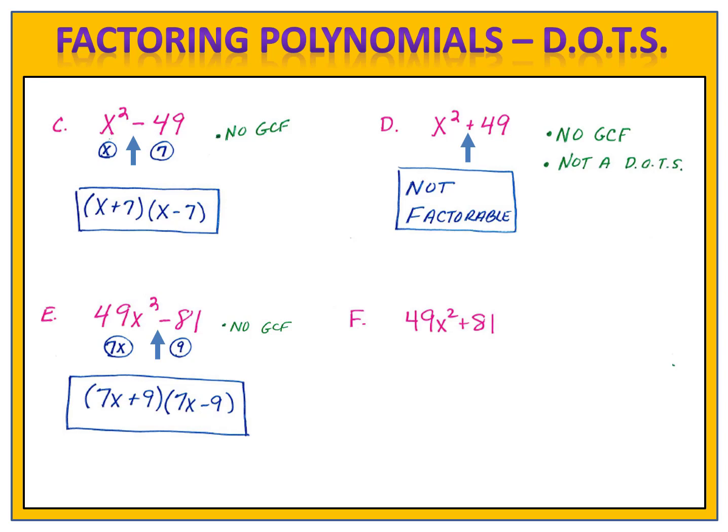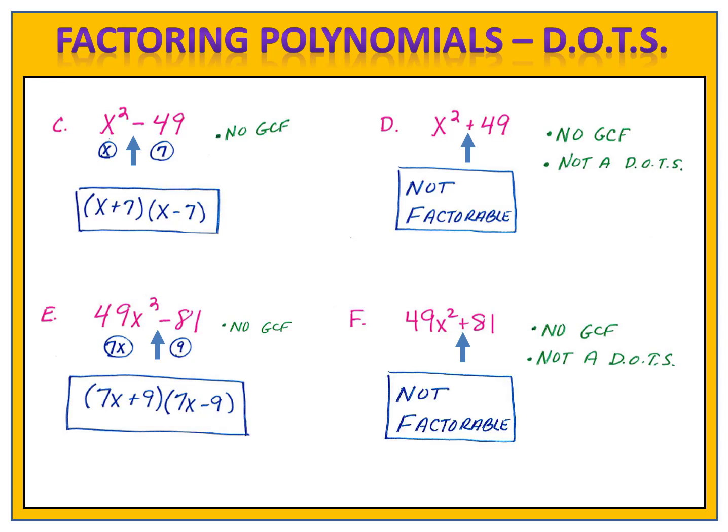In exercise F, we have the same perfect squares, 49x squared and 81, this time connected by addition. The first thing I check for is a greatest common factor. Here, I have none. Then I look to see if I have a difference of two perfect squares. I do have perfect squares, but not a difference. This is a sum. Therefore, not a difference of two perfect squares. This binomial is not factorable.